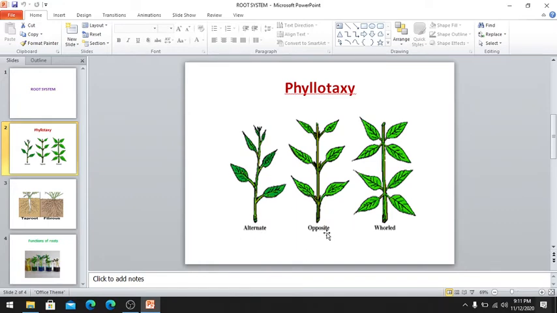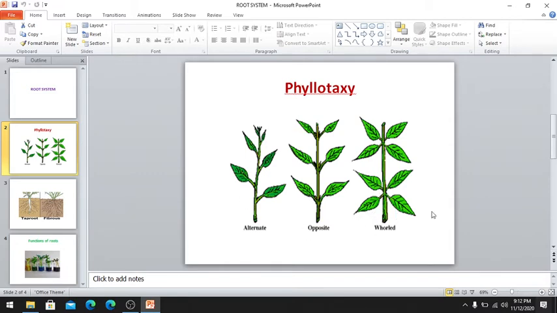Opposite phyllotaxy means that from each node, two leaves arise in opposite directions. This you can observe in the guava plant, and you try to find some other plants which have opposite phyllotaxy. The next is whorled phyllotaxy. From every node, more than two leaves arise. Such a type of phyllotaxy is known as whorled phyllotaxy. This you can observe in plants like Nerium.